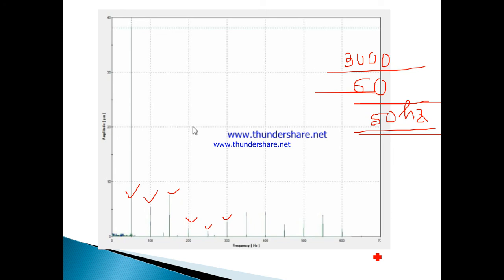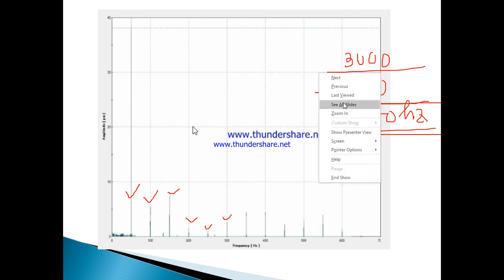What does it mean? It means somewhere there is some unwanted looseness. So if in the FFT we get all the harmonics present and they are random in fashion, then we can conclude that there is some looseness.